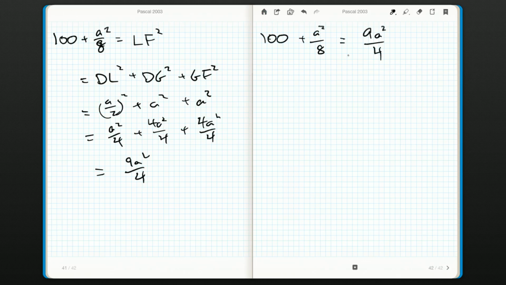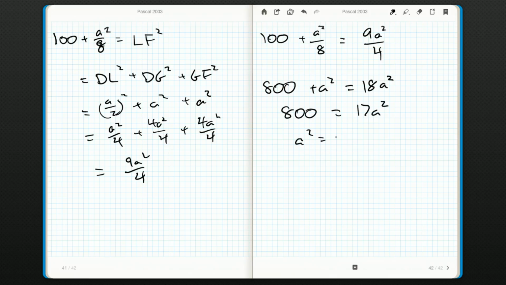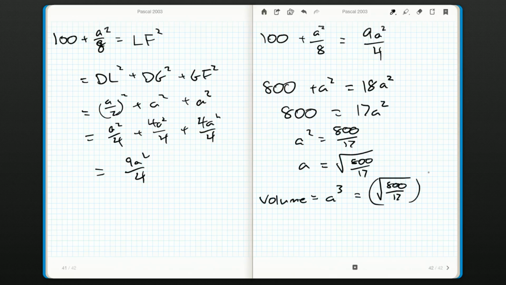So multiply through by 8 on both sides. That'll get rid of this base of 8 and this base of 4. So we'll have 800 plus a squared is 9, but there's also a 2 left over, so it should be 18a squared. So 800 is, bring one of the a squareds over, 17a squared. A squared is 800 over 17. So a is the square root of 800 over 17. Now the volume is a cubed. So that should be the square root of 800 over 17, all cubed.